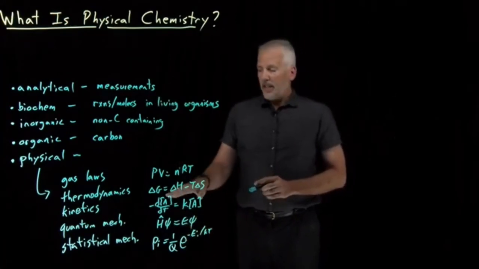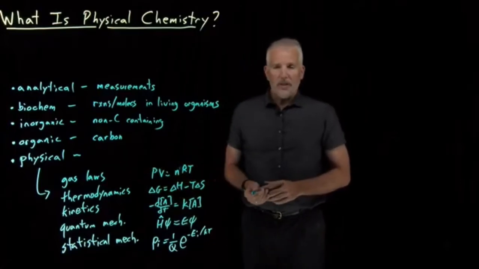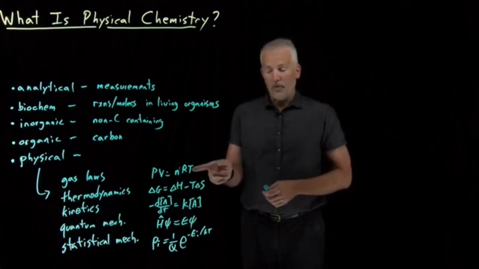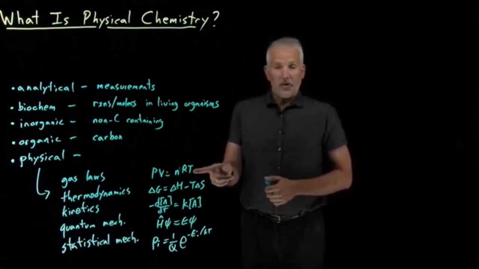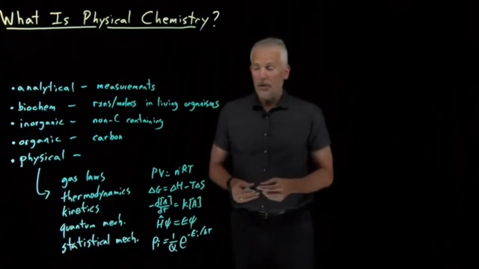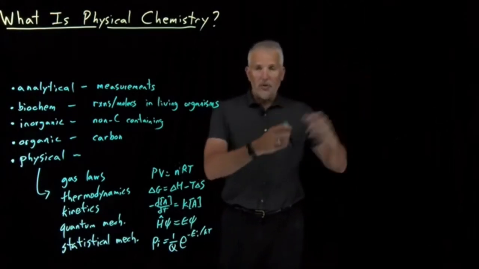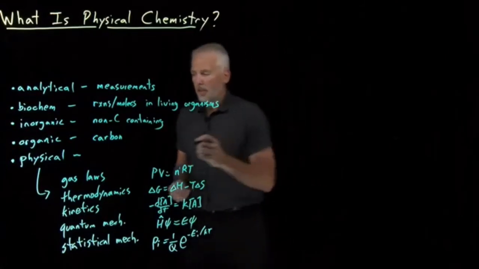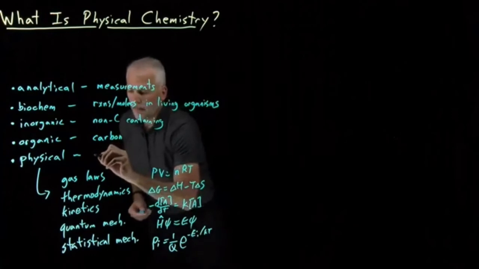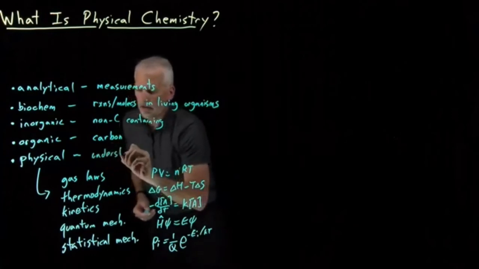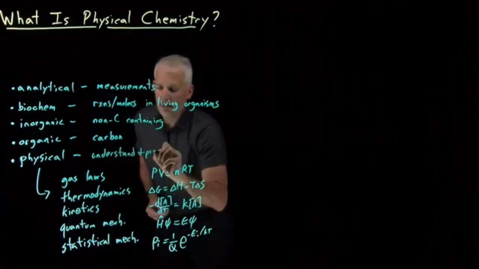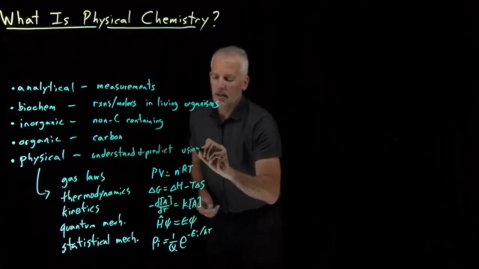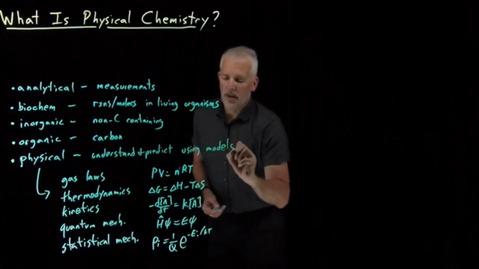So the key is what physical chemists do is they like to understand and predict how systems behave by using some sort of model. That model might be a mathematical equation. It might be a physical model of some sort. It might be a graphical model, a cartoon that I'll sketch on the board, but we use models to try to understand physical systems and chemical systems. So what I just said is we like to understand and predict how chemical systems behave using models. So the key word here is models.